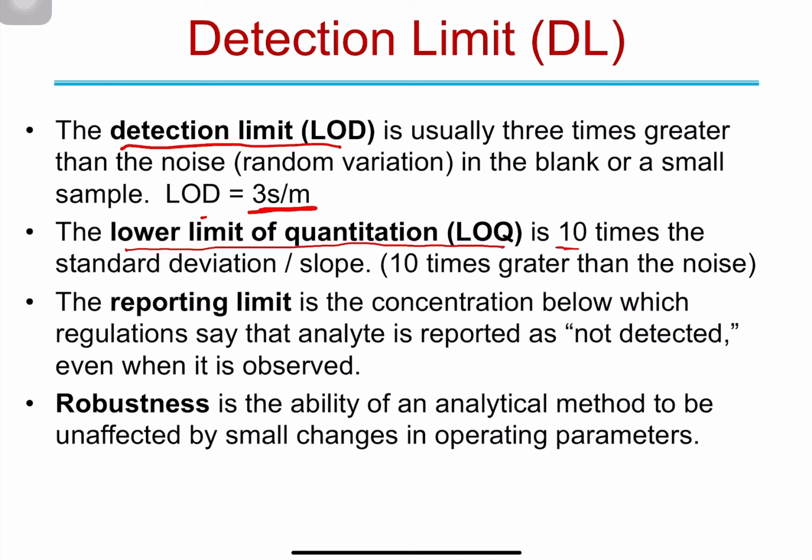Robustness of any method is the ability of an analytical method to be unaffected by small changes in operating parameters. So even a small change in operating parameters will not affect the results that you get. So it's very important that your method is robust. Otherwise, it's very difficult to depend on this method or for it to be reliable.